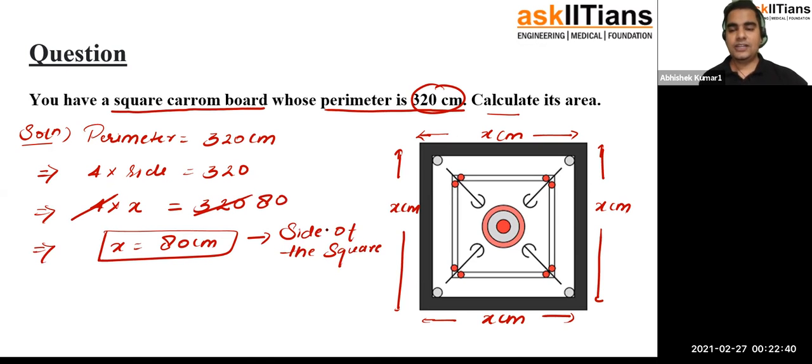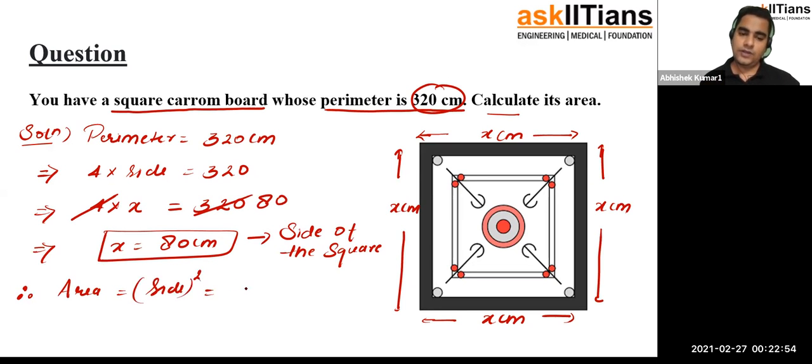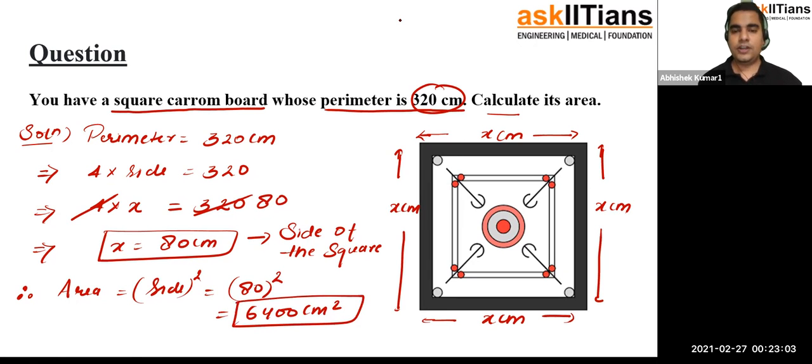And since we have got the side of a square, we can easily calculate its area, because the area of any square is given by side square. Okay. Therefore, if we have to calculate area, so what will be the area? Area is side square. Clear? So what is side? Side is 80. So it will be 80 square. 80 square is 6400 centimeter square. I told you it's very, very important to write the unit whenever you are calculating, be it area or perimeter. Writing unit is very important. Okay.